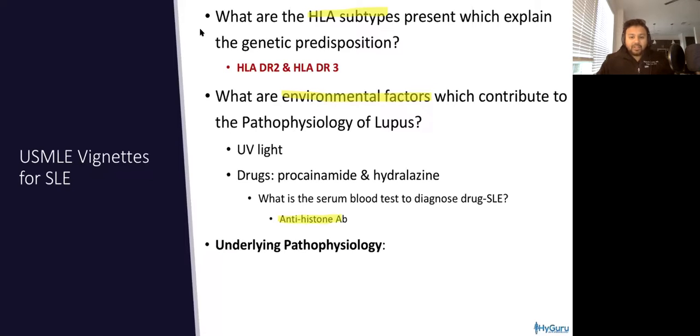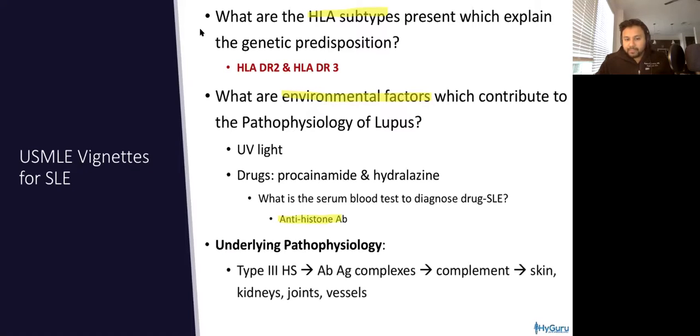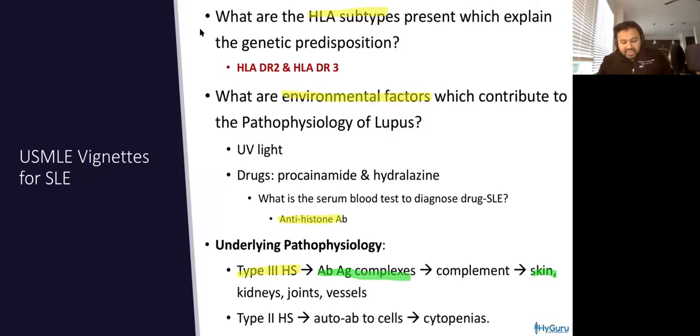What is the underlying pathophysiology of lupus? Well, there's type 3 and type 2. So let's go through this. Type 3 hypersensitivity, remember, that is going to be related to antigen antibody complexes that are going to deposit in tissues such as the skin, the kidneys, the joints, and the blood vessels, and cause activation of complement. Once you activate complement, that tissue becomes angry.